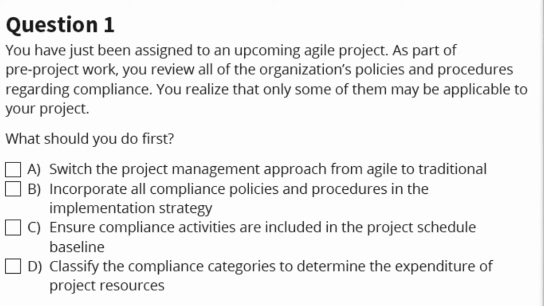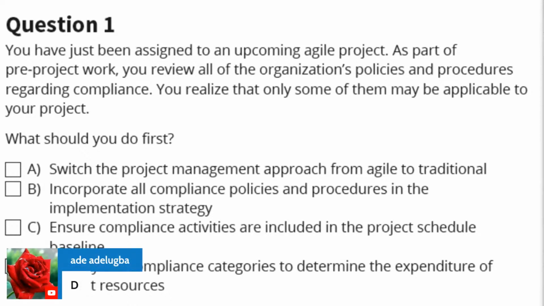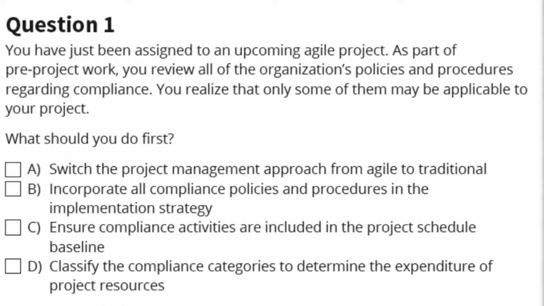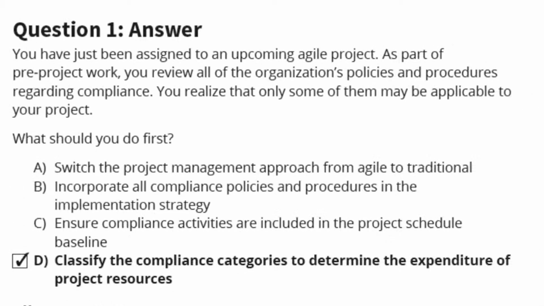Okay, I'm getting a few answers here. I'm getting B's, I'm getting D's, I'm getting C's, more B's coming up. We have a CD coming. One person says it's both C and D. We have D and so on. So we got a little bit of everything happening there. So what is the correct answer? The correct answer is actually D. In this situation, you should classify the compliance categories to determine the expenditure of project resources.